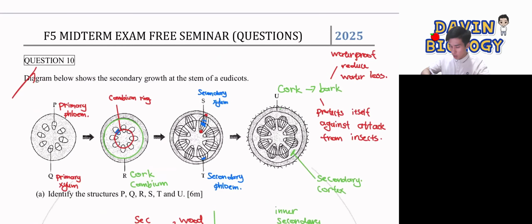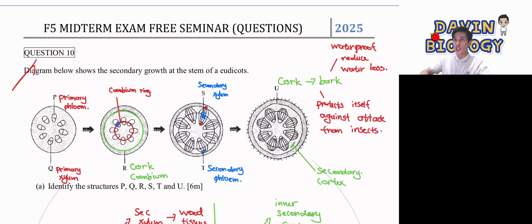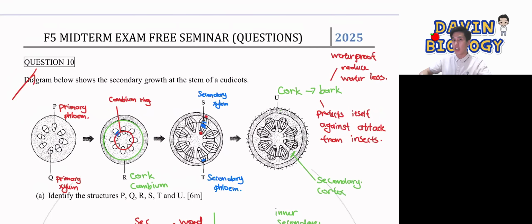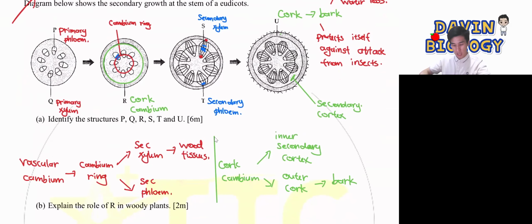So if the weather gets too hot, there's this layer to protect them. If there are a lot of insects, the bark can also protect them. Can you write mechanical injury? Yes, you can say that also. Provide protection against mechanical injury, for example by insects, who are the main ones that will bite them. You can also say mechanical injury.